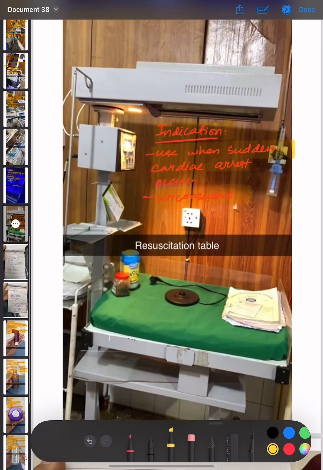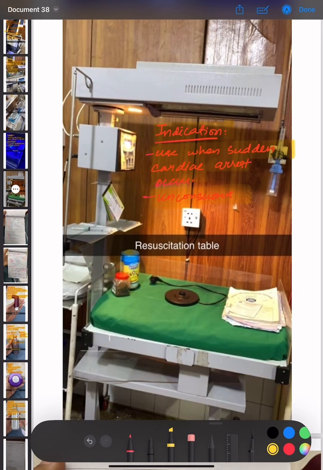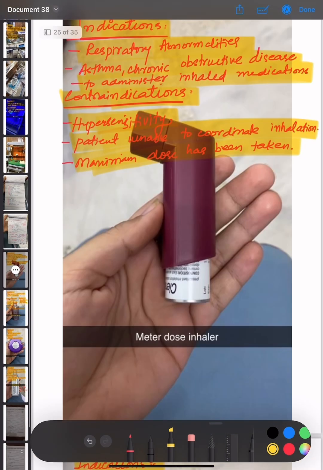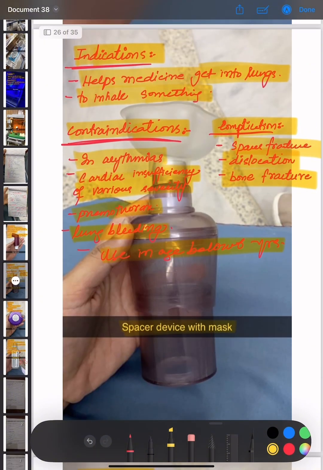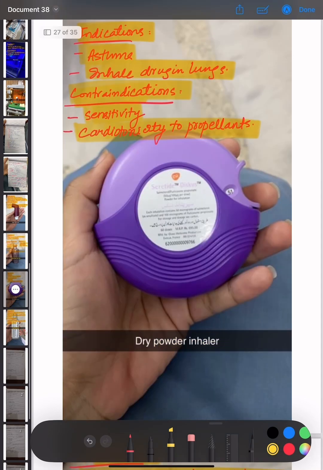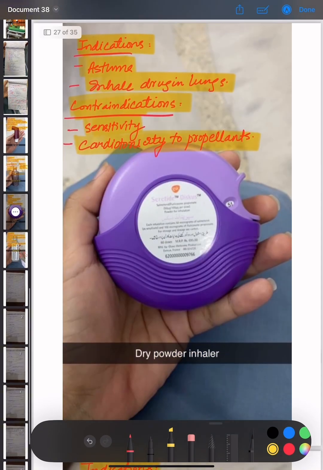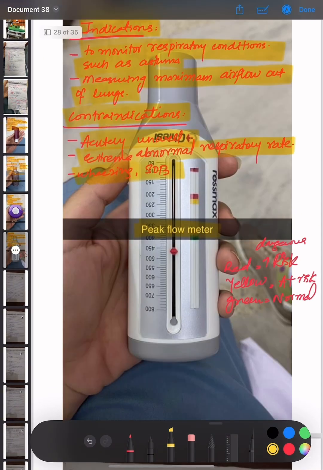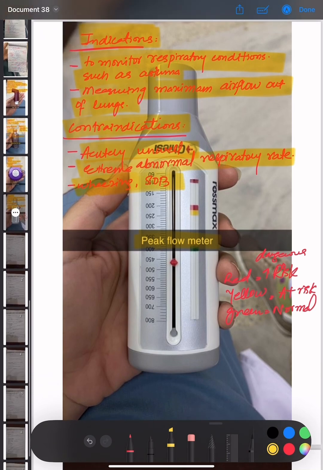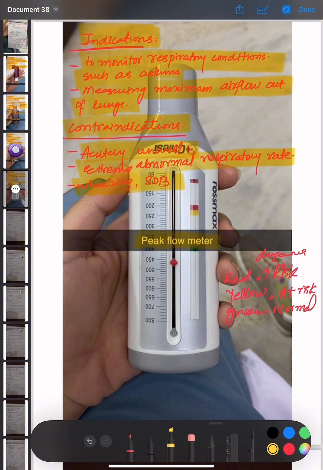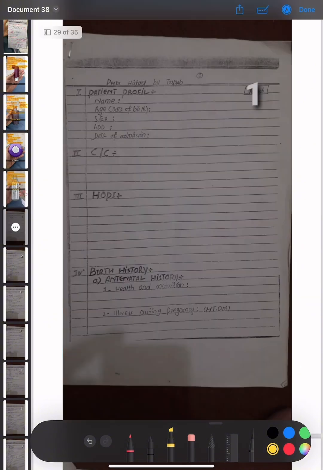This is resuscitation table, and this is meter dose inhaler, and this is mask spacer device with mask, and this is dry powder inhaler, and this is peak flow meter. Okay, these are the most important apparatus or instruments that is used in the PEADS nursery and ward. Now coming towards how to take the PEADS history, let's discuss.